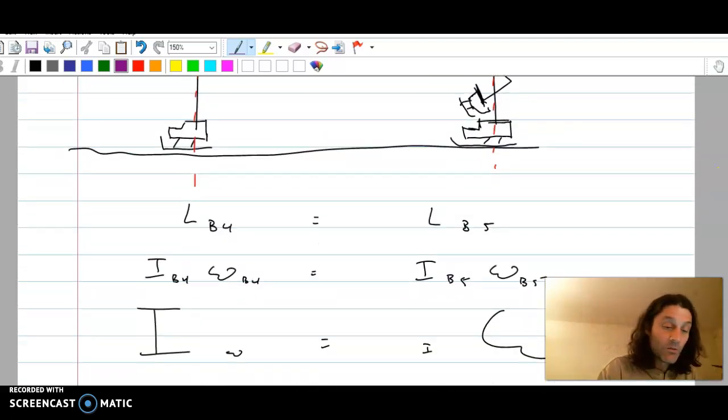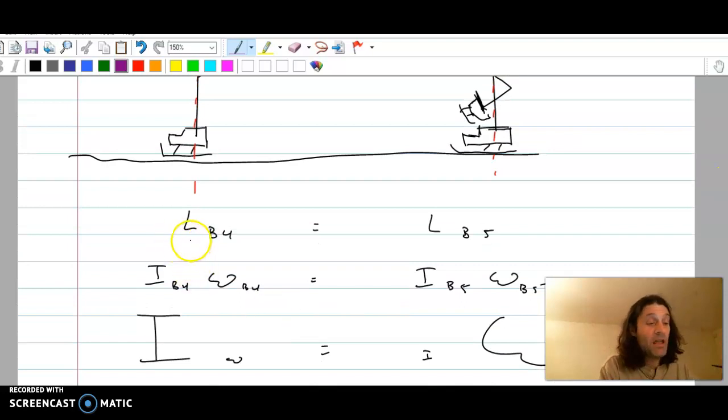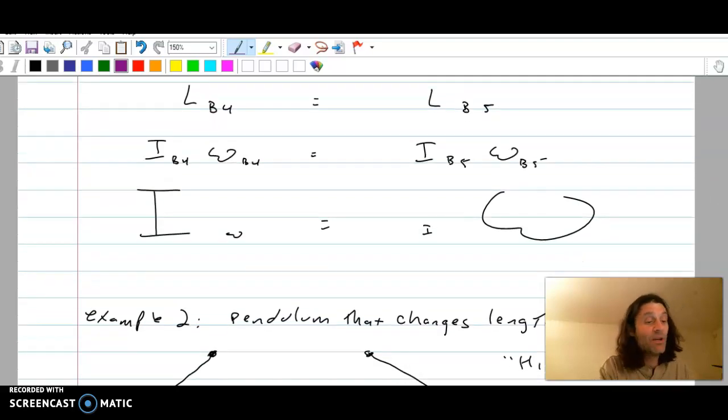And so the way you explain that is to say the amount of L before is the same as the L after. So it's I omega, and I times an omega is the same thing as I times an omega. So it's really this simple. It's a big I times a little omega is equal to a little I times a big omega. It's that simple. If one gets bigger, the other gets smaller, and there you go.